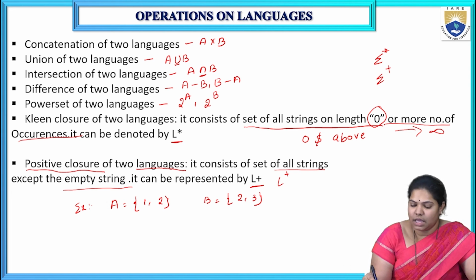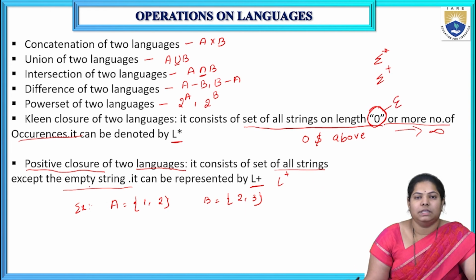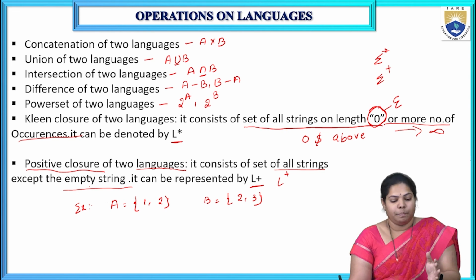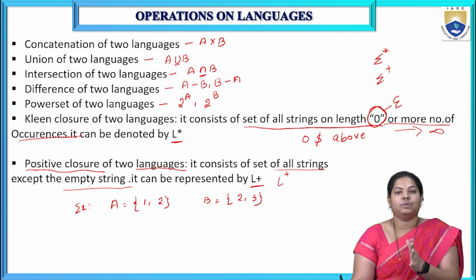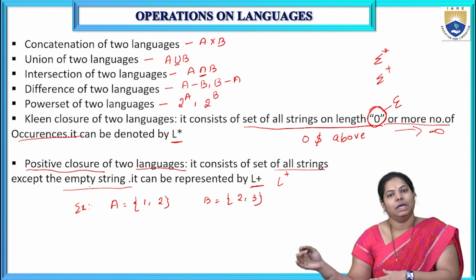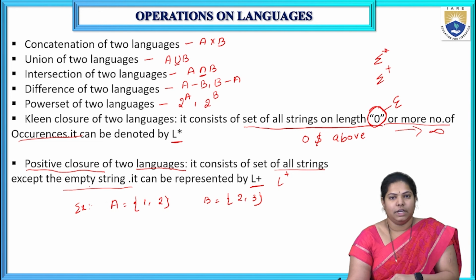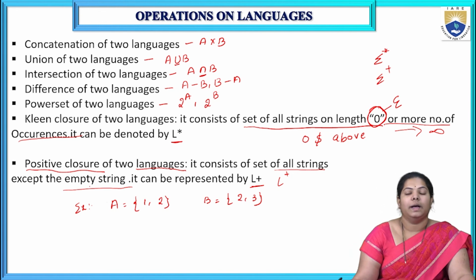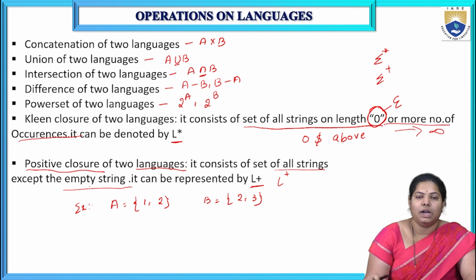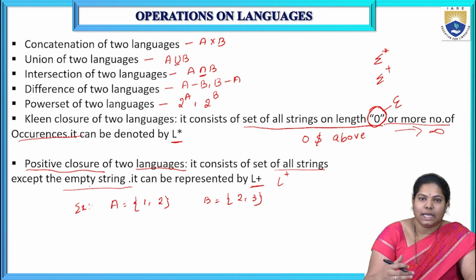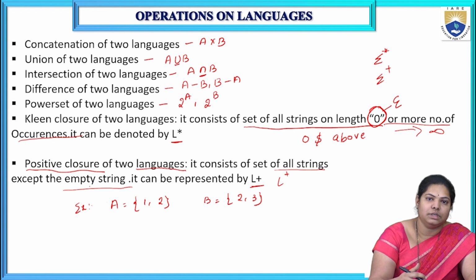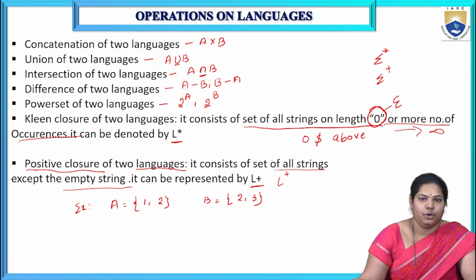What is the empty string? I have told you that it accepts the string of length 0. That means what is a 0 length string? Epsilon. Here it doesn't contain the empty string. That means a positive closure always starts from length 1 to infinity. It doesn't contain an empty string or a string of length 0. So that is the difference between the Kleene closure and the positive closure.